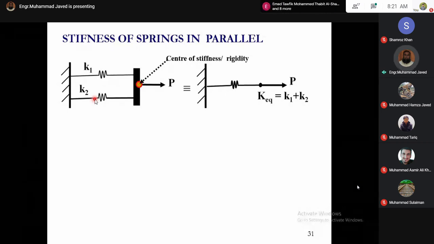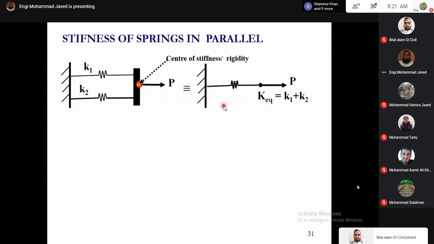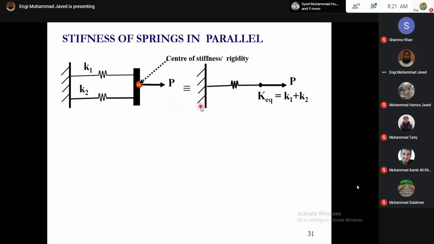Now we are dealing with the single degree of freedom system. Therefore, we need to convert these two springs, or in some cases there may be 3, 4, 5 springs, by a single spring. So the problem is how to calculate the stiffness of that single spring which replace these two or more than two springs.